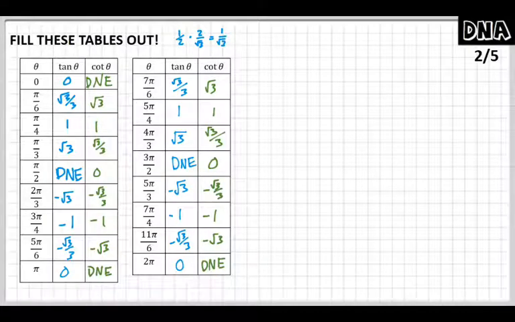After you guys make these tables, you guys can graph the mother functions. You guys ready to graph the mother functions? Okay. Don't forget, tangent is y divided by x. Cotangent is x divided by y. And so at each of these angles on the unit circle, I just use the x and the y to find those values.